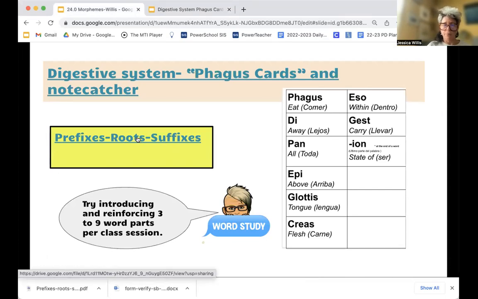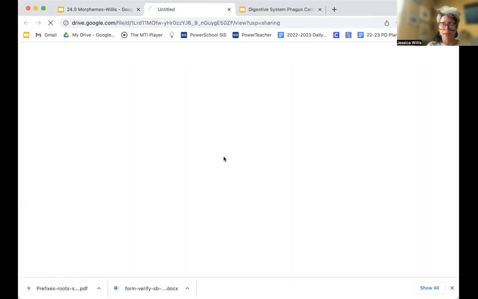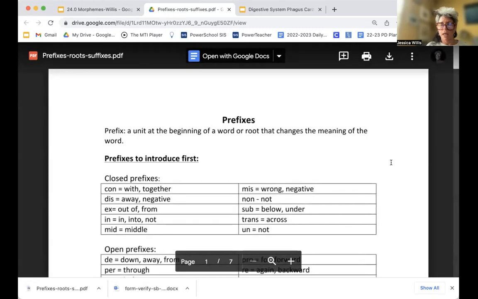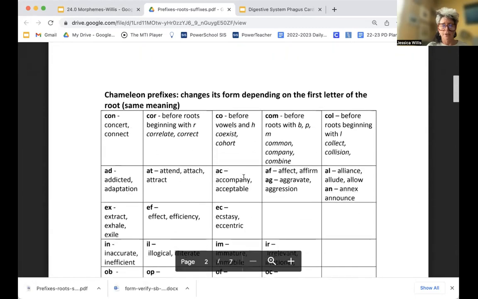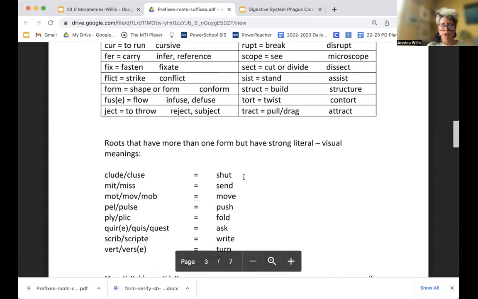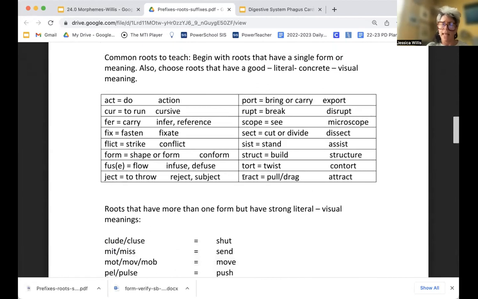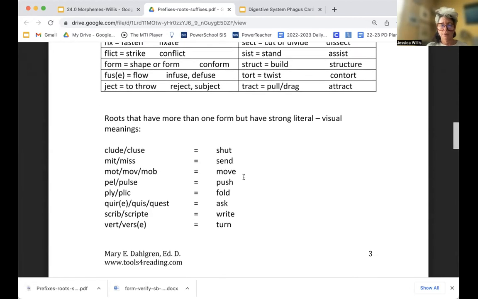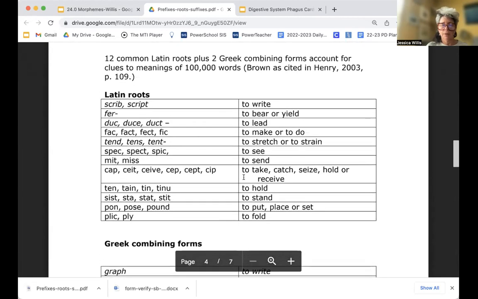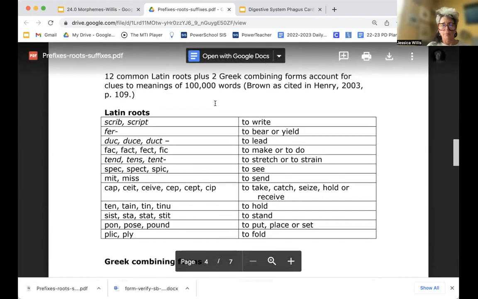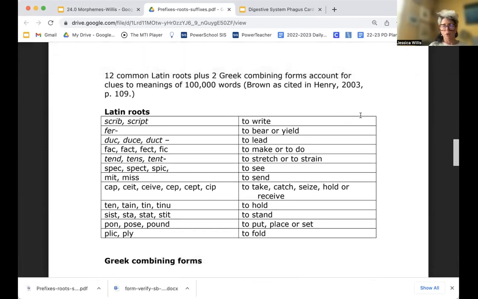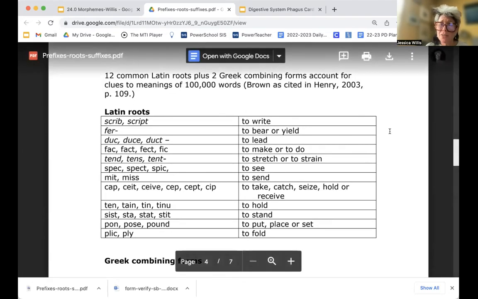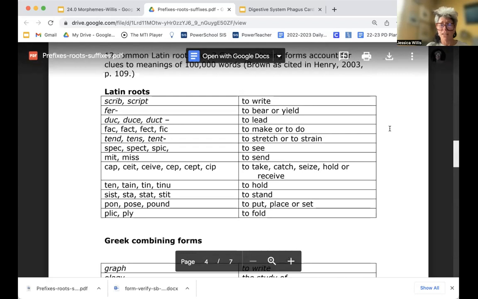I've also added to this slide presentation a significantly bigger and more generalized clearinghouse of the prefixes and Latin and Greek roots that we see again and again in our studies. Please use these. Here's a great place to start with some of our classes, with the 12 most common Latin roots plus the 2 Greek forms that account for 100,000 plus words in our language. Good gravy.